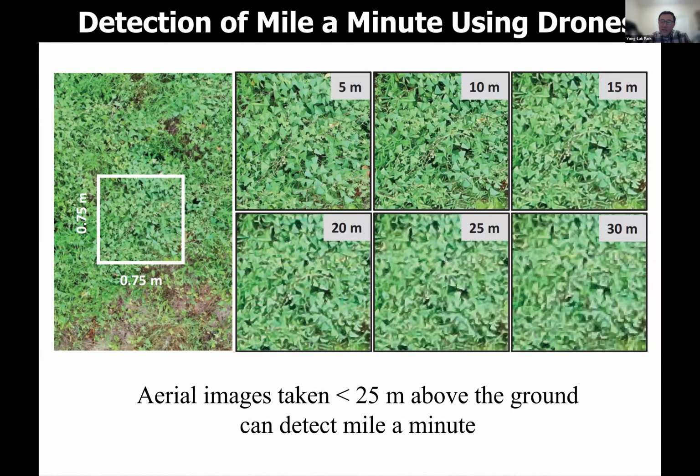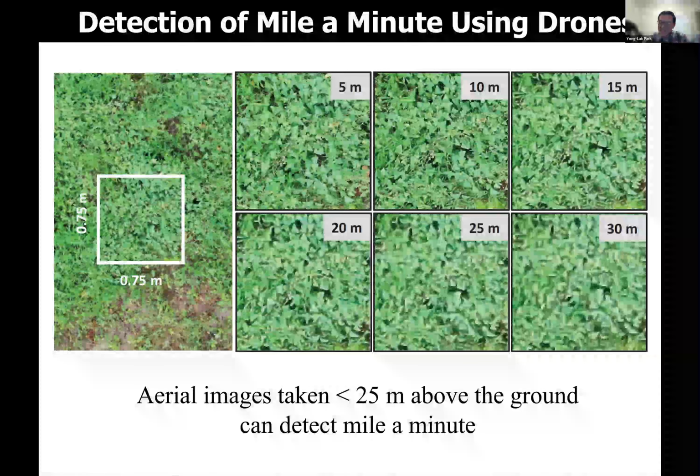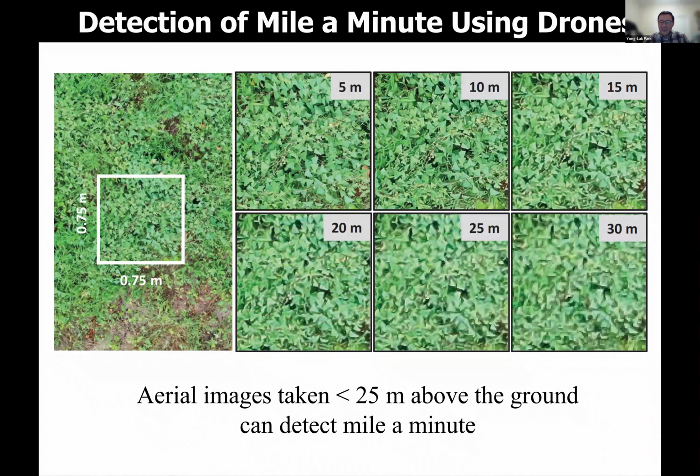And then we looked at the images to see at what altitude we can actually identify this invasive plant, mile-a-minute. We found that at less than 25 meters, if you fly over with the drone and take aerial images, we can see the signature of this invasive plant. So using drones, we can find this weed. That's the easy way to find it.